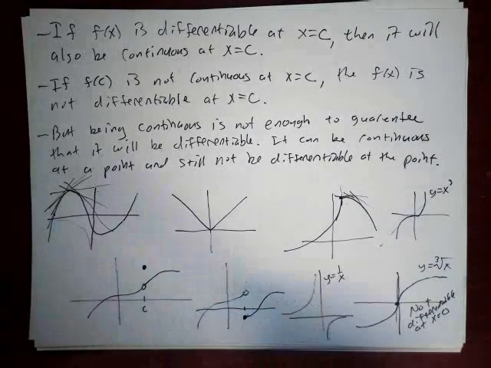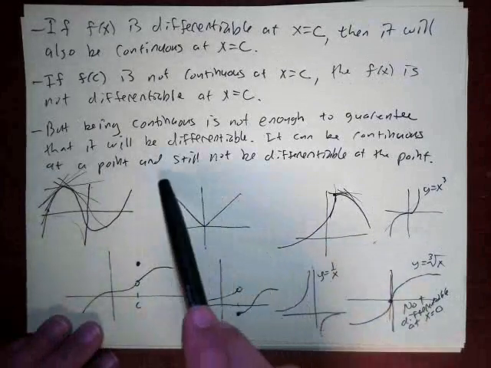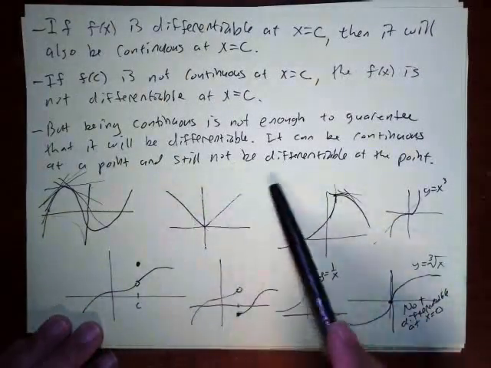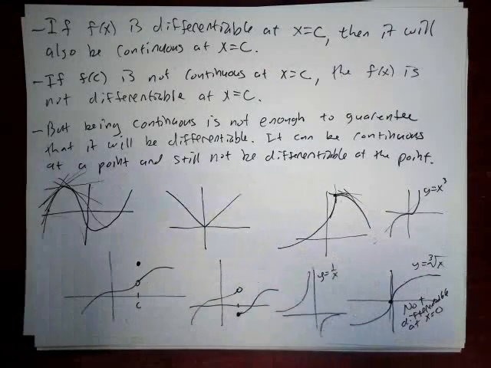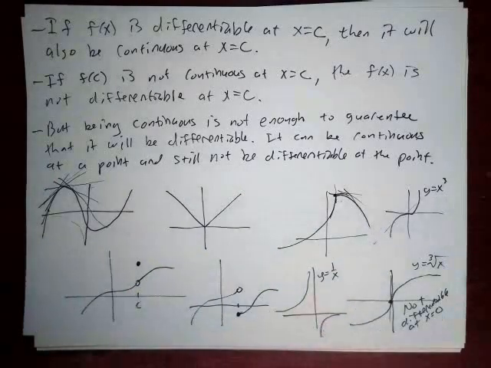But being continuous is not enough. Like the absolute value function, it is continuous at 0, but it takes a sharp turn, and so it's not differentiable there. So being continuous is not enough to ensure that it's differentiable. Differentiability is more than that. But if it is differentiable, it will be continuous there.